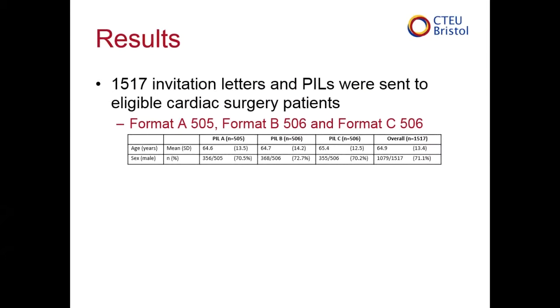And also this table just shows you overall the age and the sex of the patients. As you can see, the first line shows the age, and in each of the 3 PIL groups, they were more or less the same. They were on average about 65 years old, and on average about 70% of the recipients were male. That reflects the fact that cardiac surgery is more common for men to have than women.